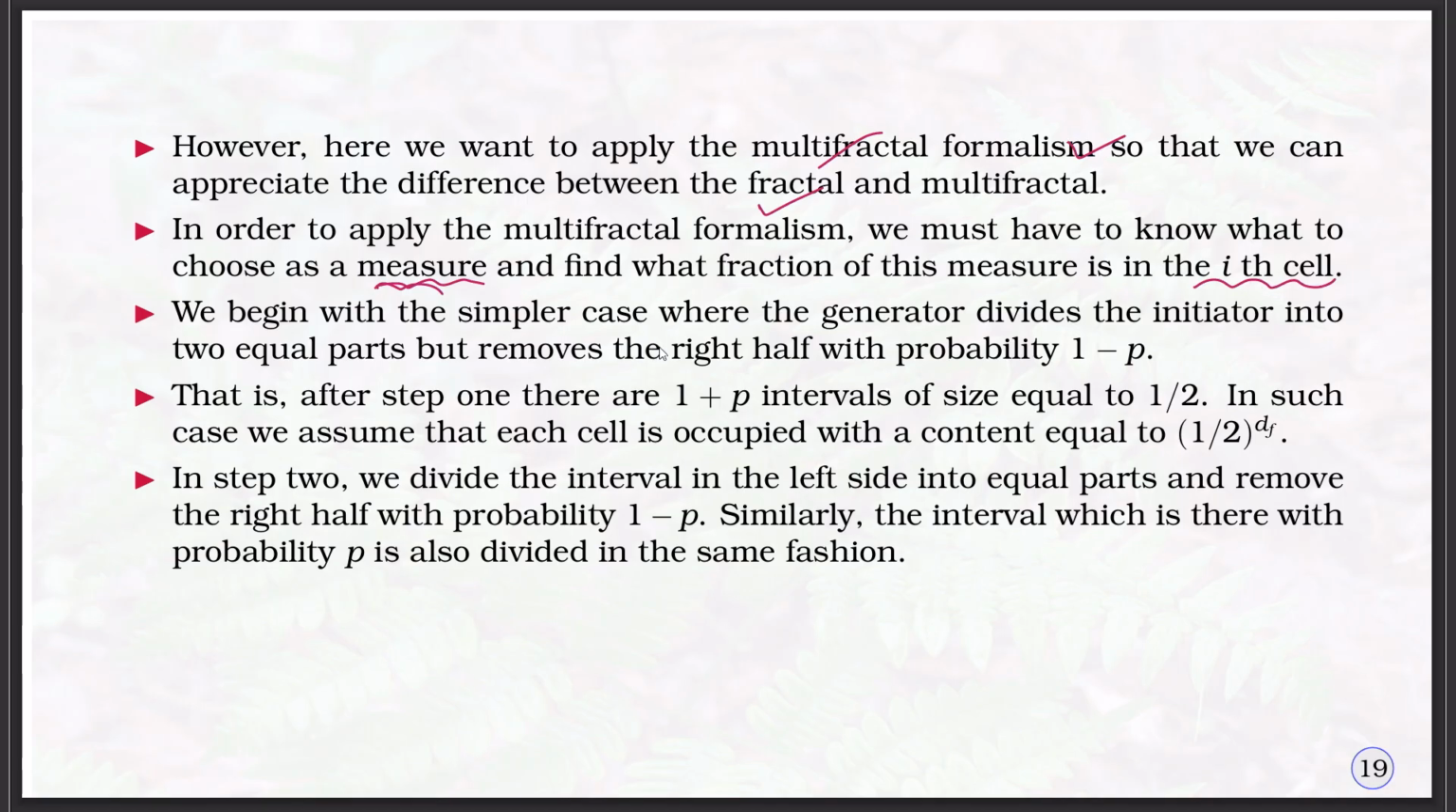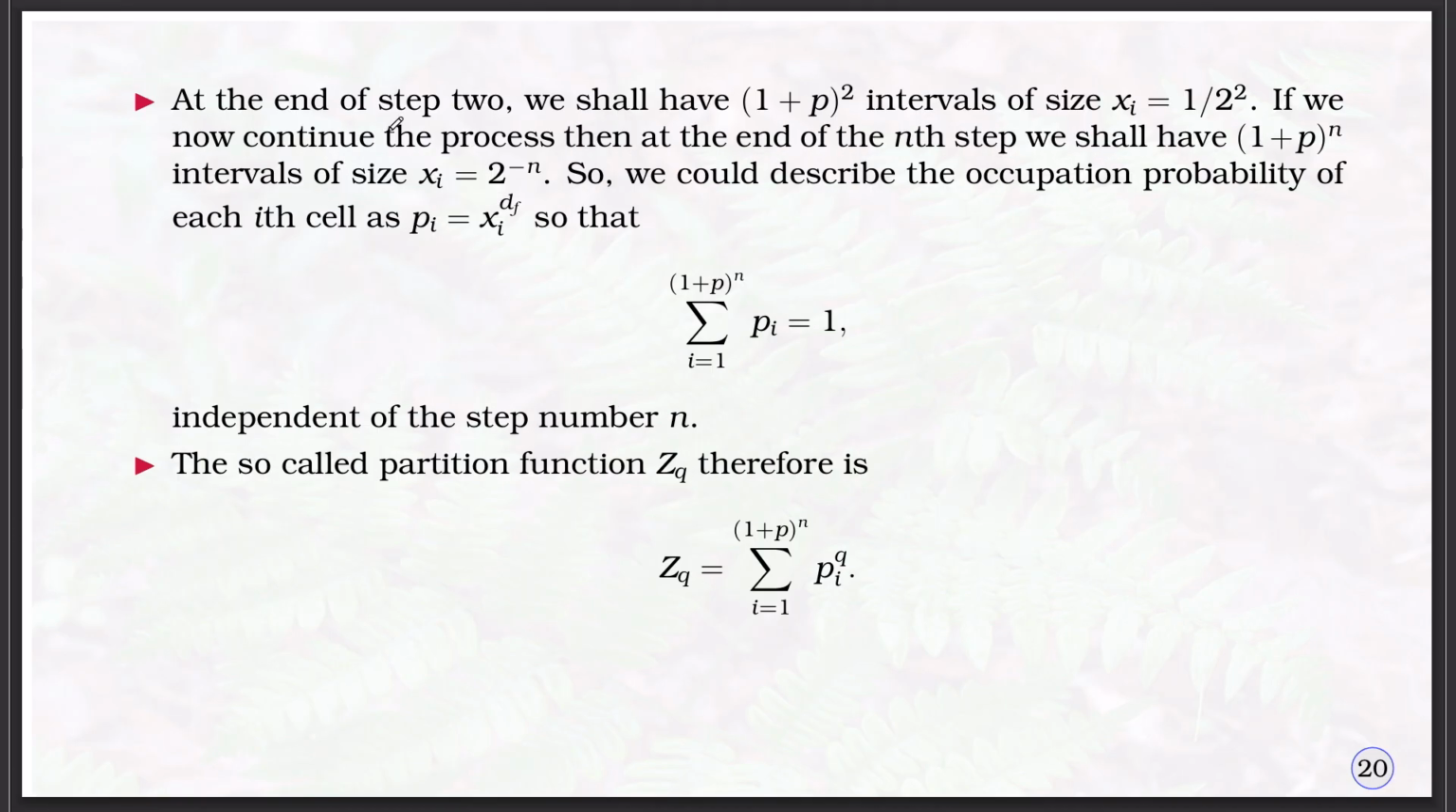We begin with the simpler case where the generator divides the initiator into 2 equal parts but removes the right half with probability 1 minus p. After step 1, there are (1 plus p) intervals of size 1 by 2. We assume that each cell is occupied with the measure 1 by 2 power df. In step 2, we divide the interval on the left side into equal parts and remove the right half with probability 1 minus p. Similarly, the interval retained with probability p is also divided in the same fashion. Then at the end of step 2, we shall have (1 plus p) power 2 intervals of size 1 by 2 power 2. If we continue this process, we will get (1 plus p) power n intervals of size 2 power minus n. We conclude that we can describe the occupation probability of each ith cell, pi, as xi power df.